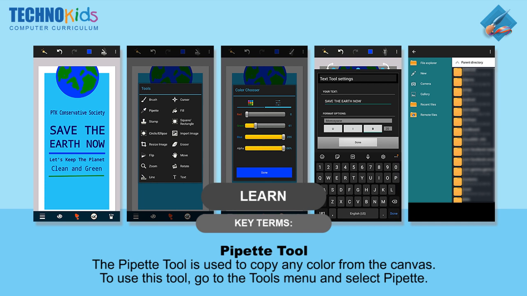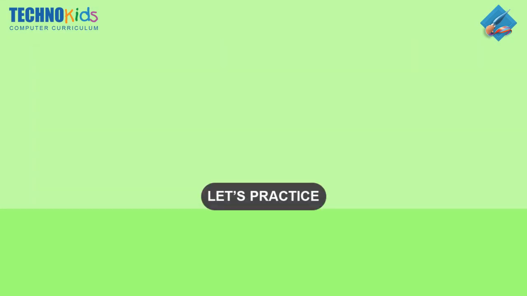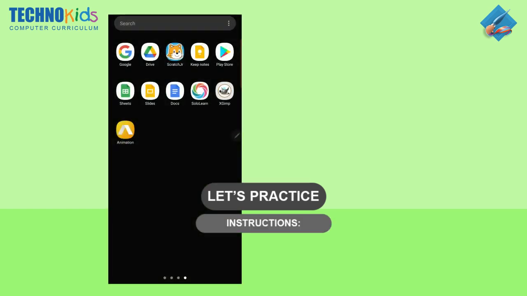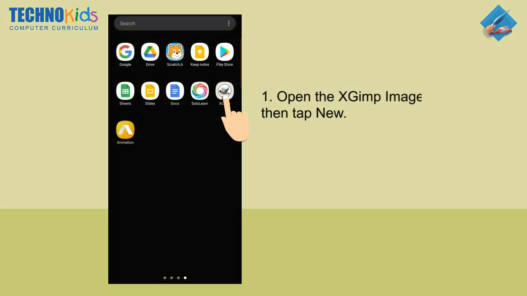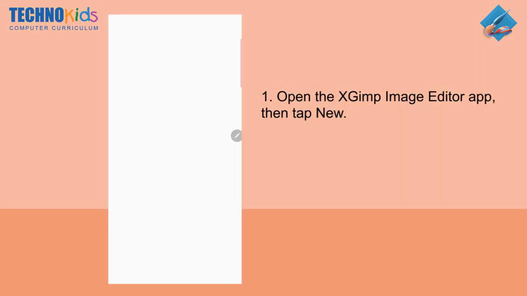Pipette Tool. The Pipette Tool is used to copy any color from the canvas. To use this tool, go to the Tools menu and select Pipette. Let's practice. Instructions. Number 1. Open the XGimp image editor app, then tap New.